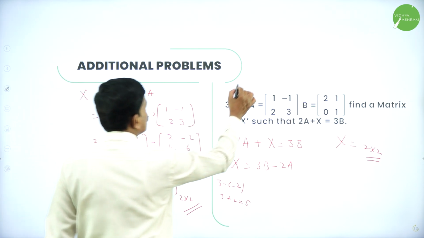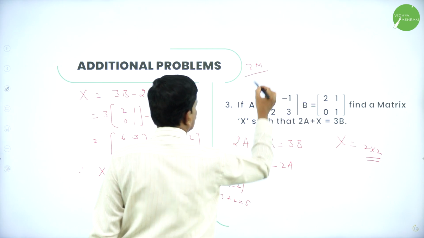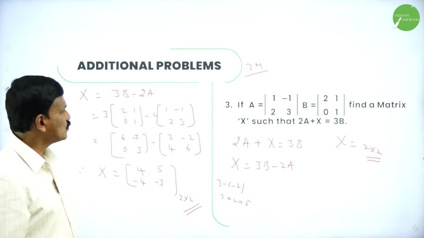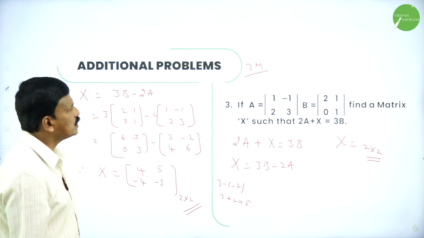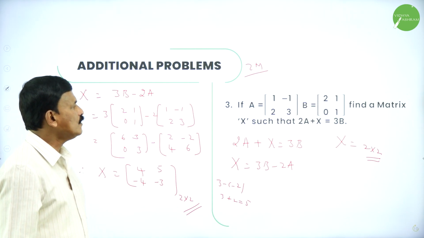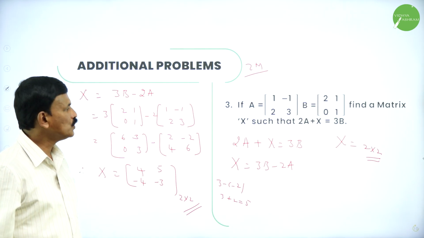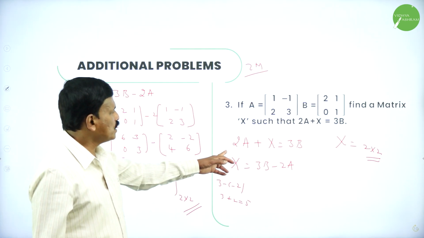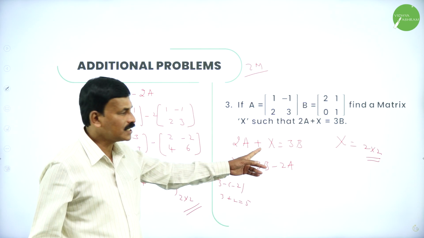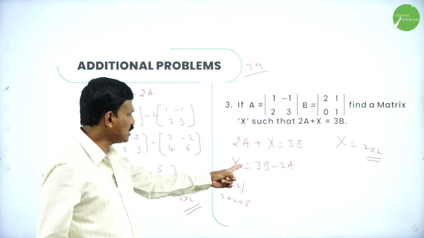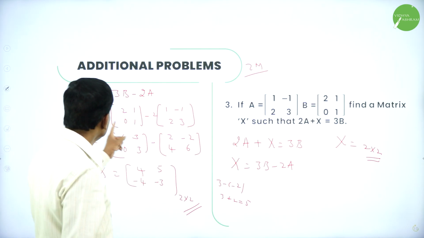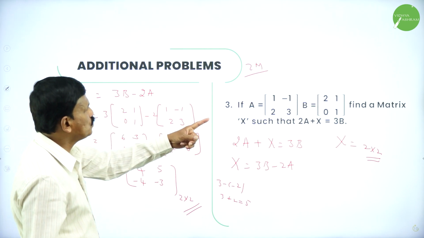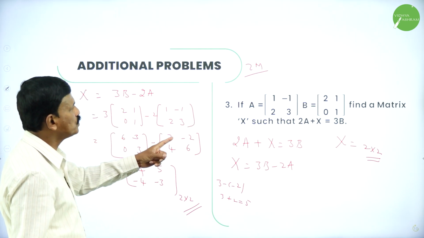So for 2 marks, we are going to expect a question like this. What is given? A is [1, -1; 2, 3], B is [2, 1; 0, 1]. Find a matrix X such that 2A plus X is equal to 3B. What is the given condition? 2 times matrix A plus the matrix X is equal to 3B. Then X is equal to 3B minus 2A. 3 into, substitute B. What is B? [2, 1; 0, 1] minus 2 into A.